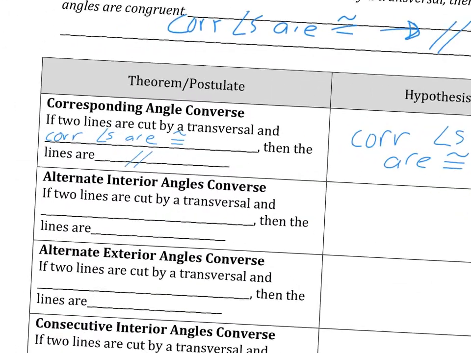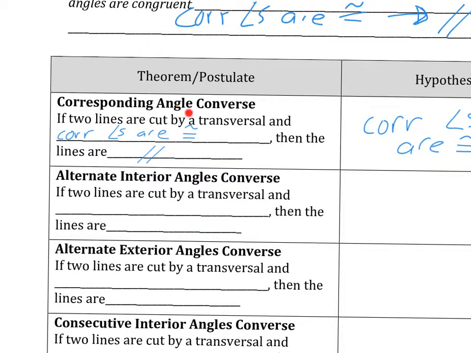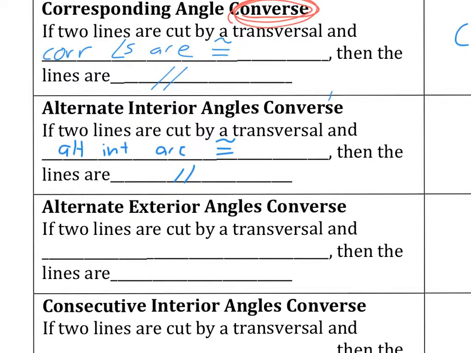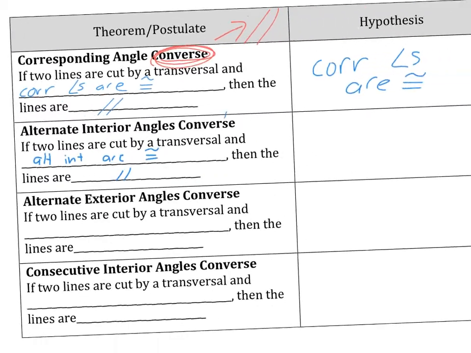Hence the name, corresponding angles converse. So if you want to refresh, all the converses that we talk about regarding corresponding angles, alternate interior angles, etc., the point of the converse is to show parallel. So notice the converse again. If two lines are cut by a transversal and the alternate interior angles are congruent, then the lines are parallel.